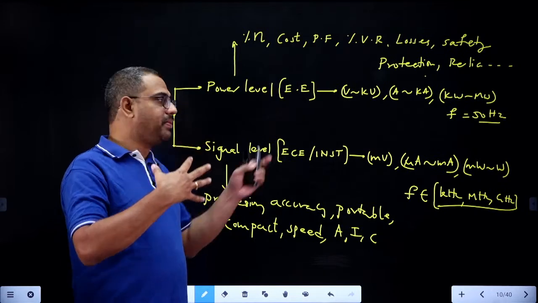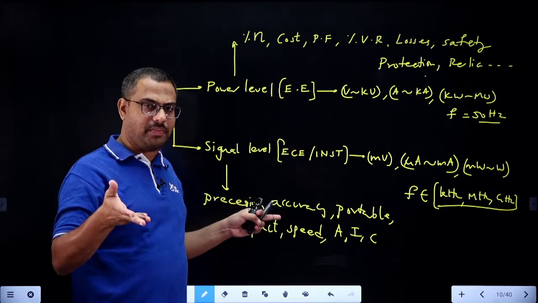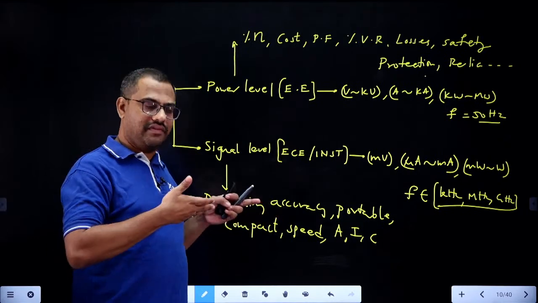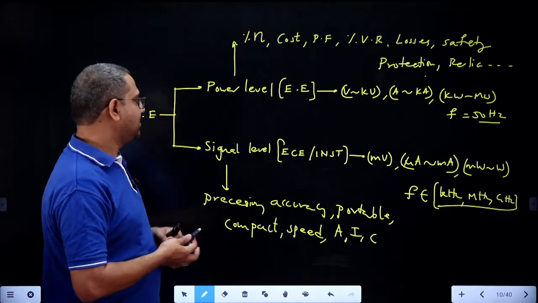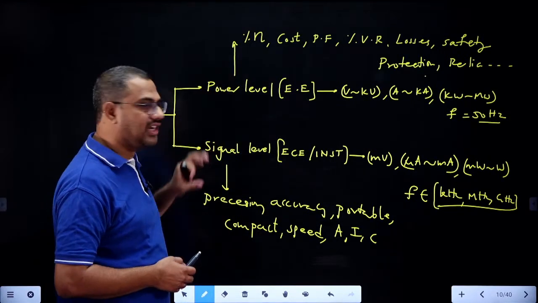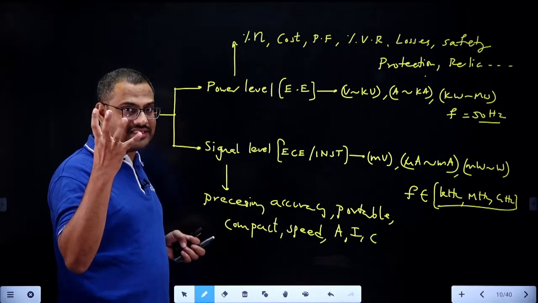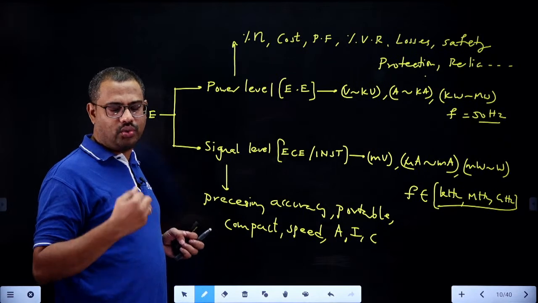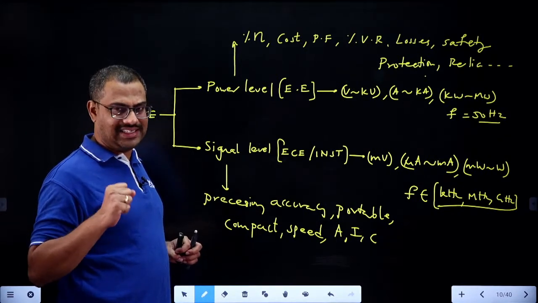For electrical people, their T&D lines are our lines. For EC people, their fiber optic communication and wireless systems are their transmission lines concept. So yes, power level versus signal level. Example, air conditioner versus cell phone. If you buy an air conditioner, what do you see, sir? An air conditioner is a power level product. A 2-ton AC is approximately 2 kilowatt.